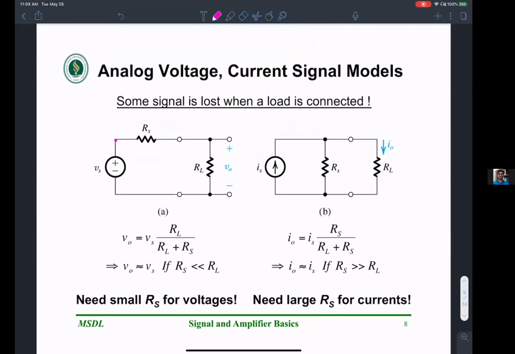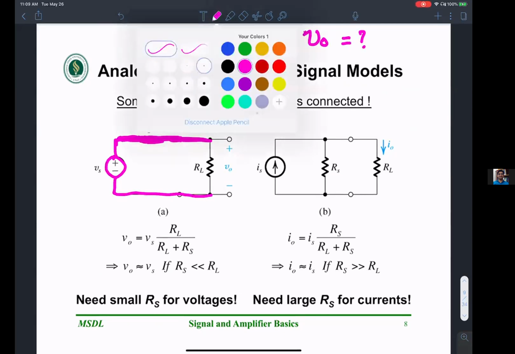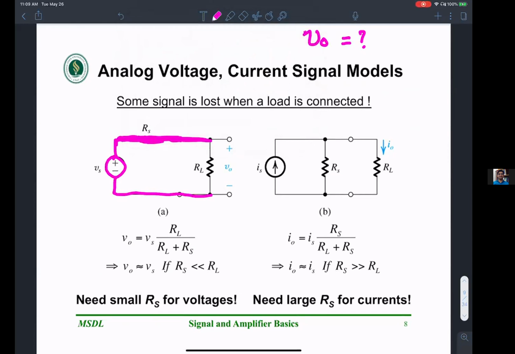Why don't I explain this to you? Imagine that there is no source resistance. There is just the load resistance that I want to drive. What would be the V output across the load resistance? What is the V output across RL? It's going to be Vs. All the voltage that is coming out of the source is going to show up across the resistance here, correct?